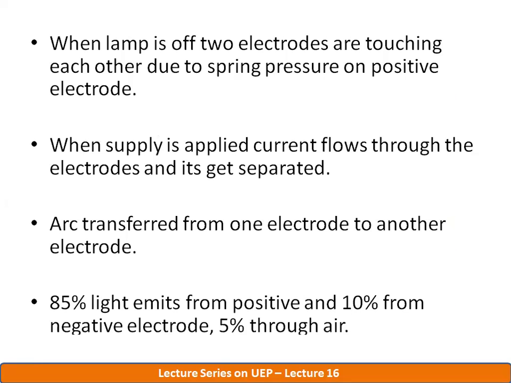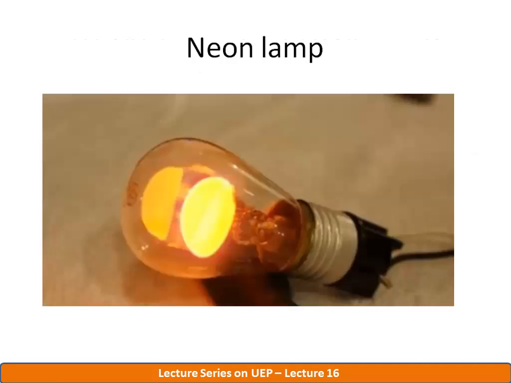Before going to the neon lamp, for the carbon arc lamp, the voltage drop across the arc is about 60 volts and the supply is about 100 volts. Normally the DC supply is employed. The working temperature is 3500 degrees Celsius and the luminous efficiency is about 9 lumens per watt. The next one, the neon lamp.